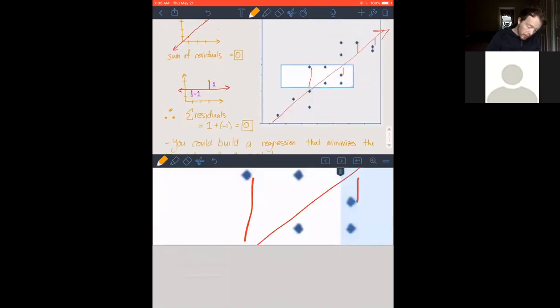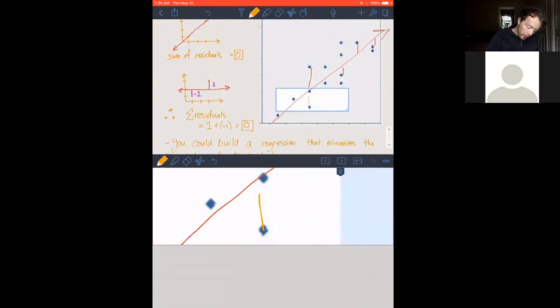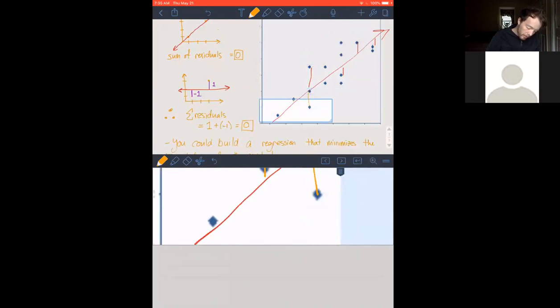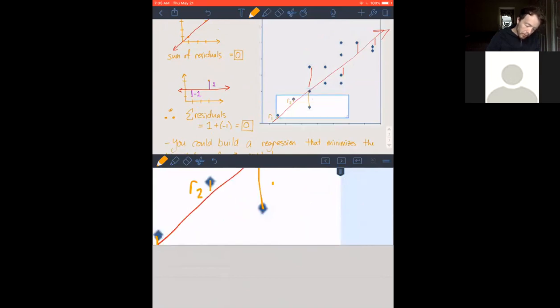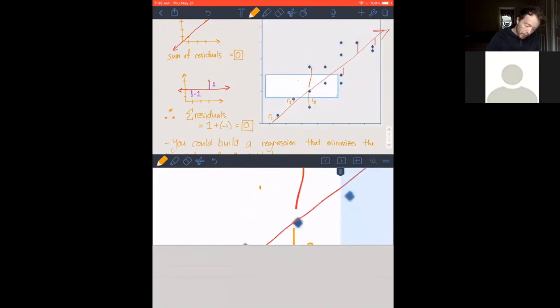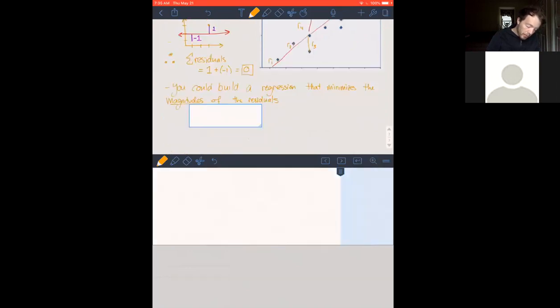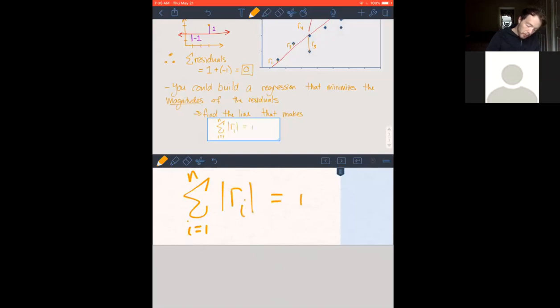What we would do is we would have all of these vertical lines, all of our residuals. I would call this one R1. This is residual 2. This is residual 3, residual 4, et cetera. And I would find the line that makes the sum from i equals 1 to n of the absolute value of the residuals as small as possible.